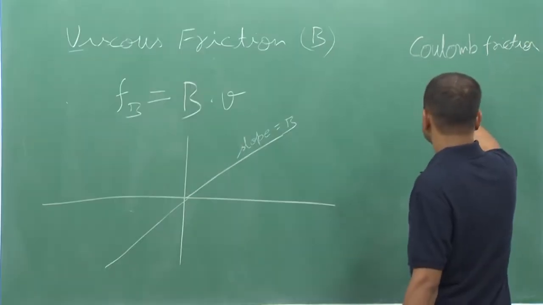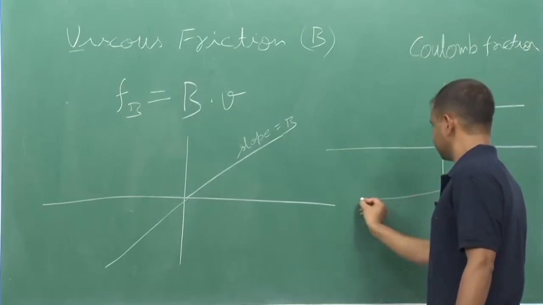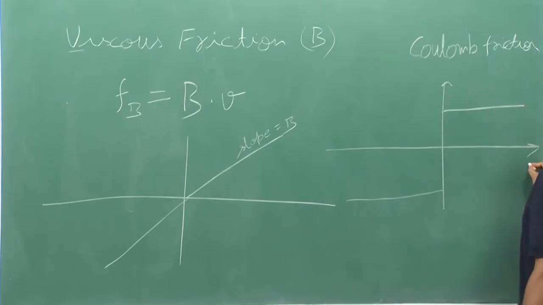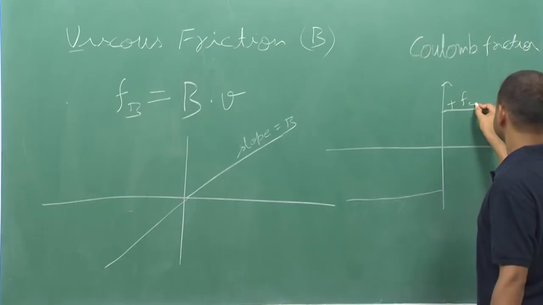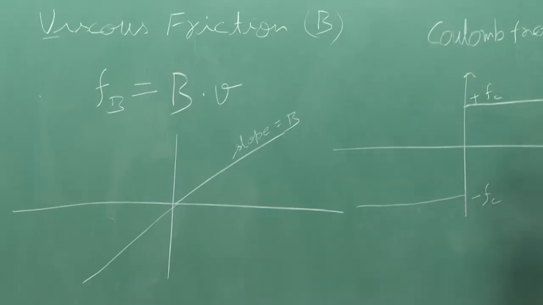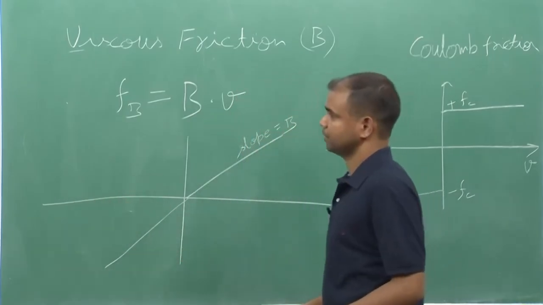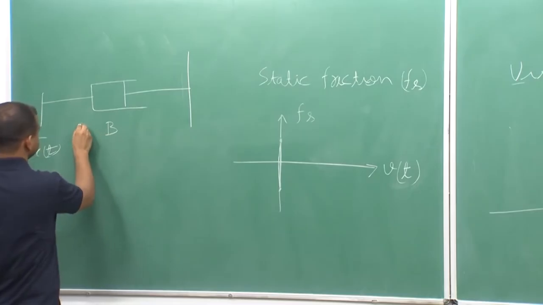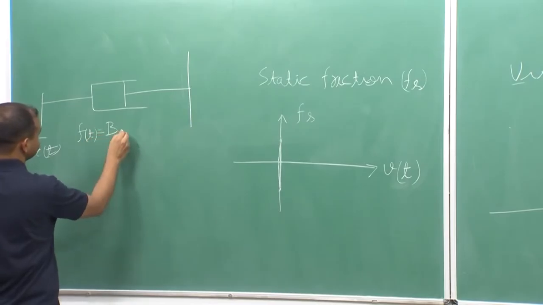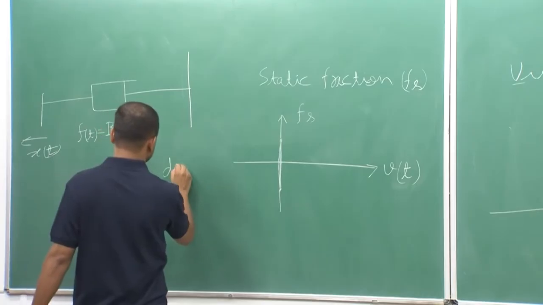This is constant in nature. Once the object starts moving, a constant force is applied on the body, and whatever the value of the velocity is, it will remain constant. In our study, most of the time the friction we observe is viscous friction. So we will be ignoring static friction and Coulomb friction, and the friction we will observe is viscous friction only, and the force due to this friction is B into V, or B into dx by dt.